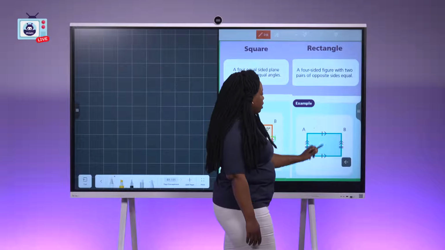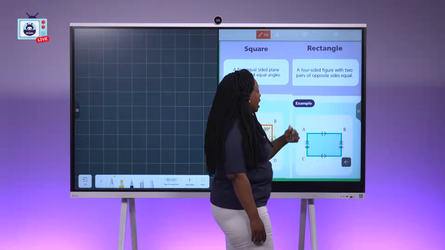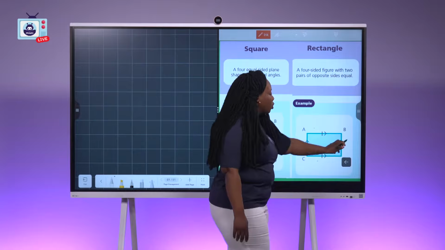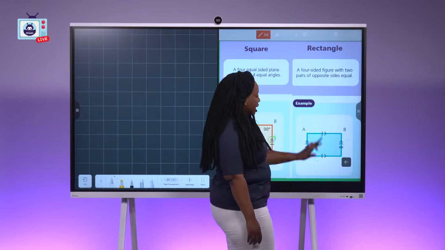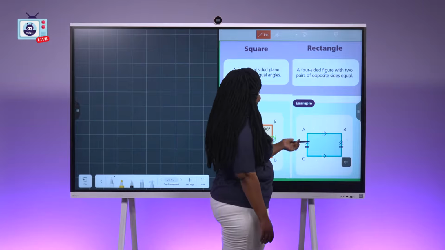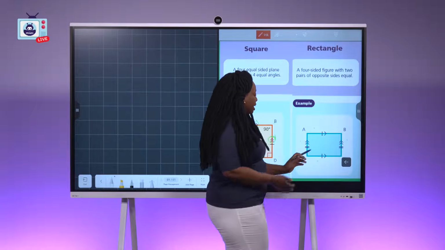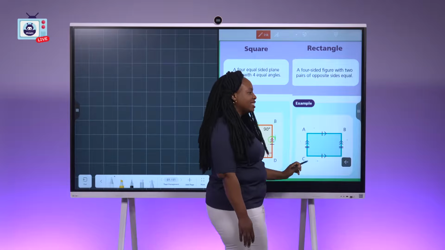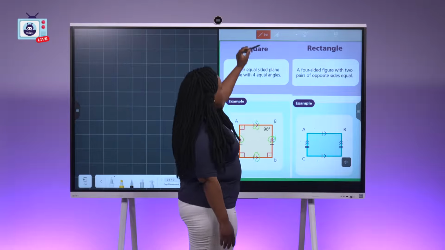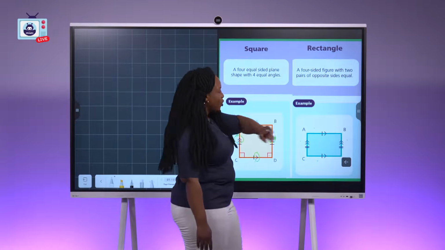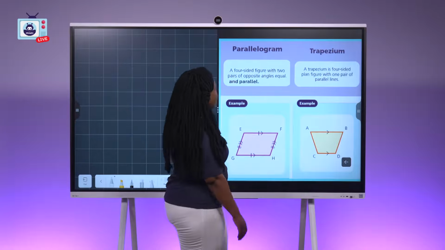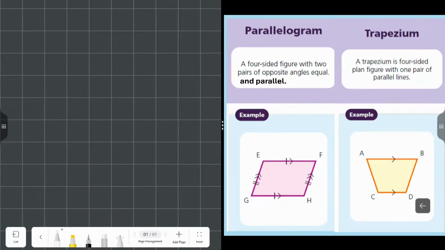So AB will be equal to CD, and also AC will be equal to BD. So that's how it's different. Also, there are parallel lines. You see that AB is parallel to CD, and also AC is parallel to BD, right? Very easy. Okay, so I'm sure that you guys have seen that. We have parallelogram as well.